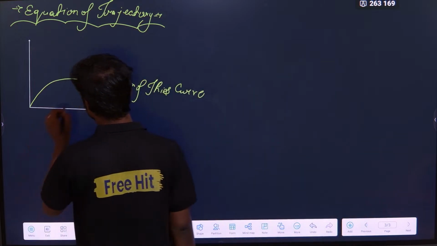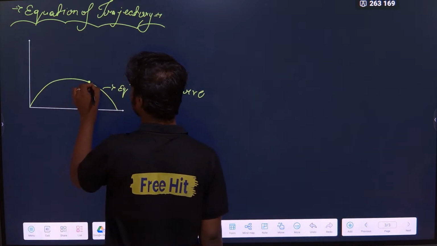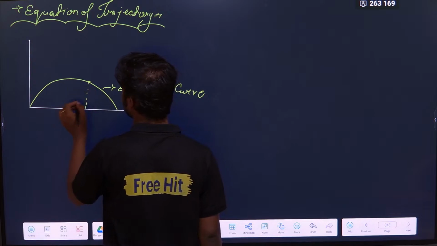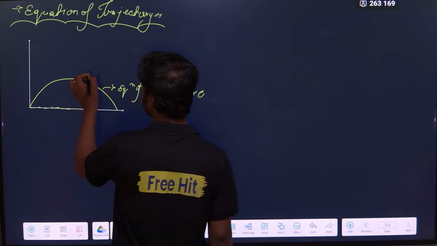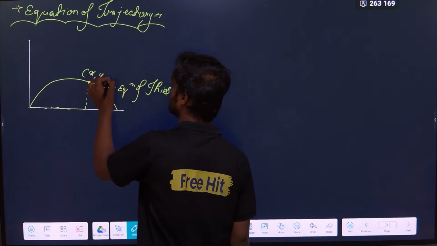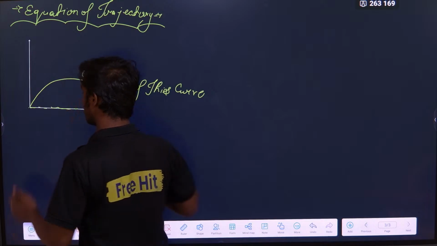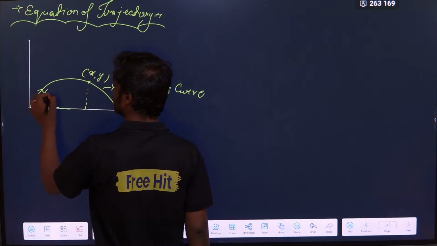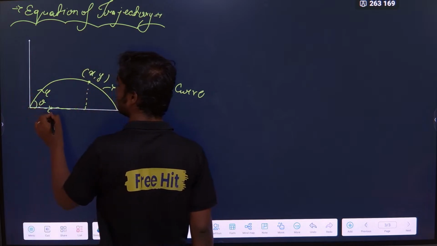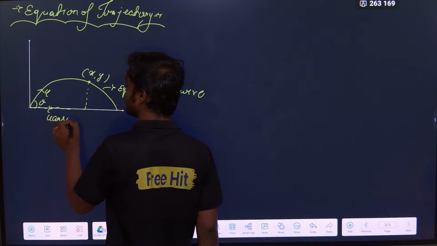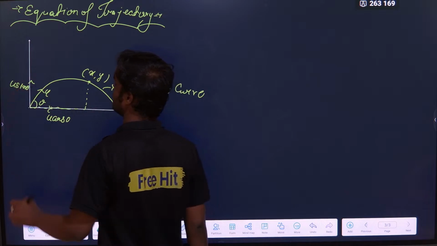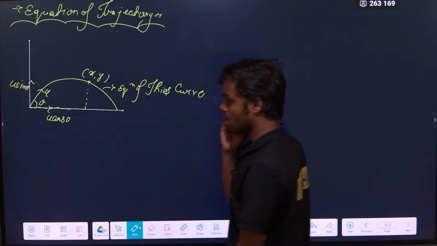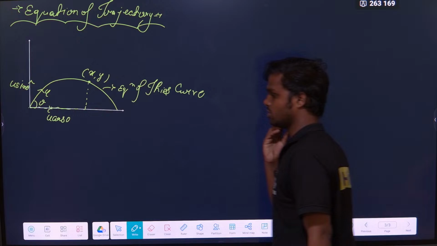Let us take some point here. Let this coordinate be x comma y. We know we have thrown with a velocity of u at an angle of theta, so this will be u cos theta and this will be u sin theta. This is given. Now I want to find the equation of this trajectory.